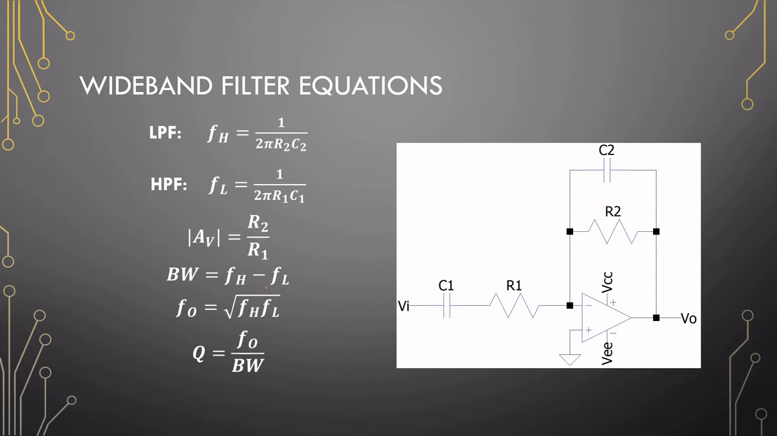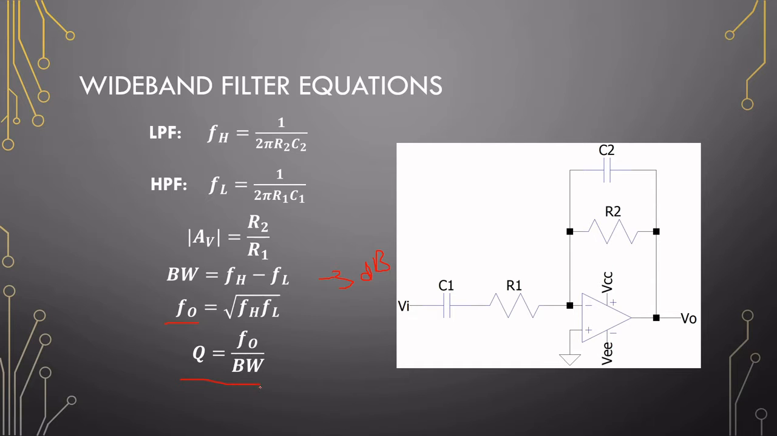The gain once again is the passband gain, R2 over R1, so just a plain inverting configuration. The bandwidth is when we take the higher frequency and subtract the lower frequency from it. This is at the minus 3 dB points. And the center or resonant frequency: if we take these two frequencies, multiply them and take the root, that is our center frequency.